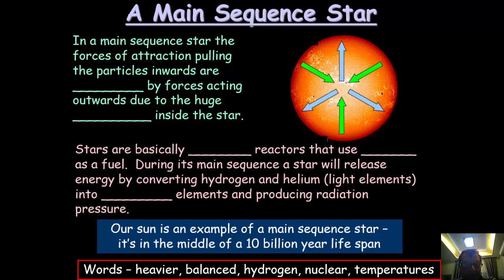of the star. And as it happens, our Sun is an example of a main sequence star right in the middle of about a 10 billion year lifespan. So this is pretty much how our Sun is going to be for the next 5 billion years.